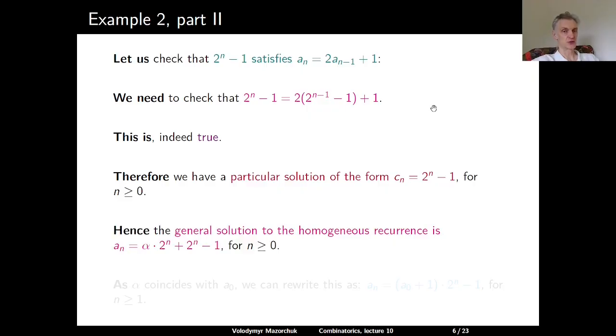Hence, the general solution to the non-homogeneous recurrence is an is equal to alpha times 2 to the power n plus 2 to the power n minus 1 for all n greater than or equal to 0. So if n is equal to 0, we see that 2 to the power 0 minus 1 disappears, and we just get alpha. So alpha is equal actually to a0, so we can write the sequence as an is equal to a0 plus 1 times 2 to the power n minus 1. And this is true for all n greater than or equal to 1.